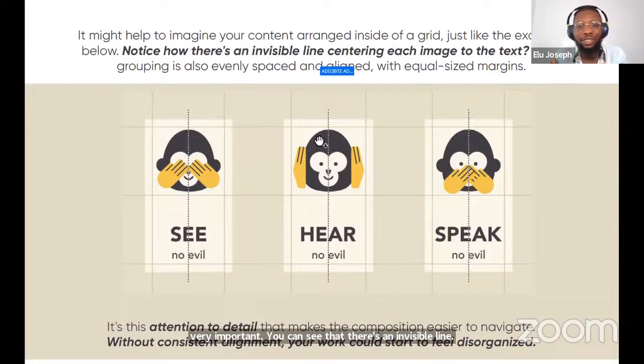Okay, that's aligning your image and your text together. Now, the grid lines you see in between, like I mentioned when we were talking about rule of thirds, that's what those grid lines are for. They help you to see where you are placing your content.